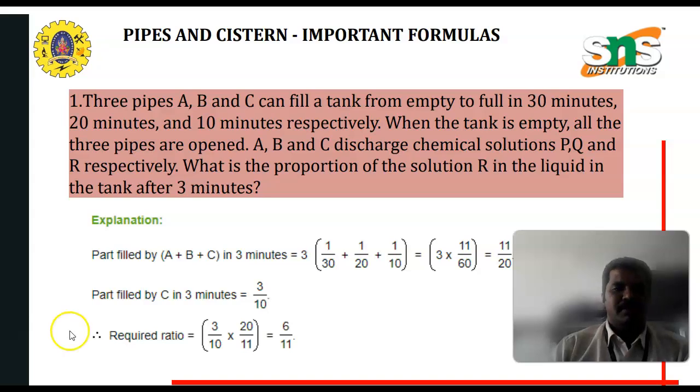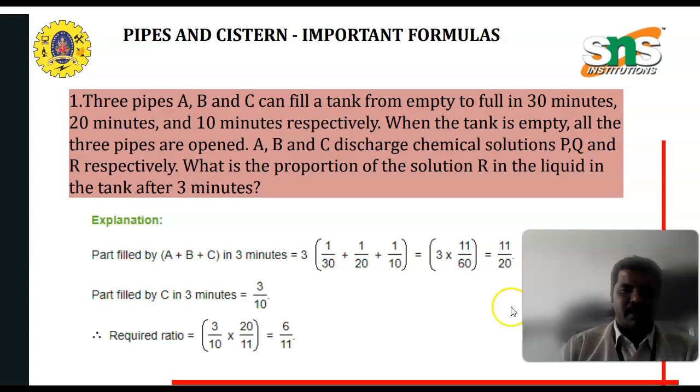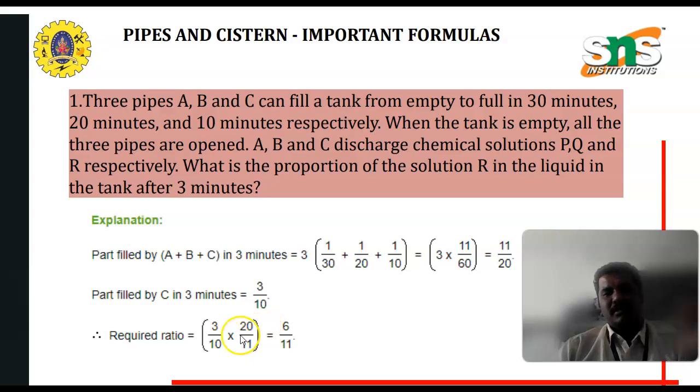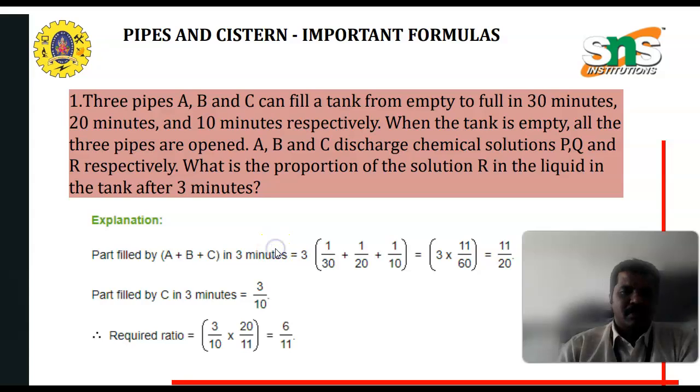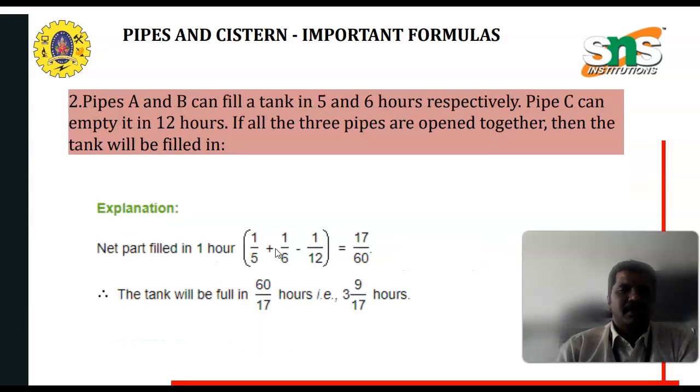Here we are going to see the explanation. The part filled by A plus B plus C in 3 minutes is 3 times A plus B plus C, so 3 into 1 by 30, 1 by 20 and 1 by 10, which gives 11 by 20. The part filled by C in 3 minutes is 3 by 10. So the required ratio is 3 by 10 into 20 by 11, which is 6 by 11. That is the required ratio. That is the first problem's solution.